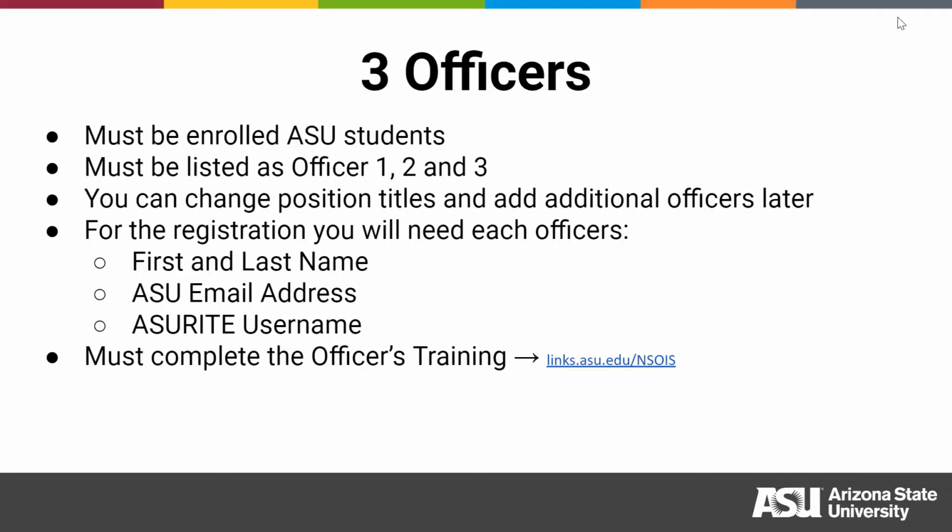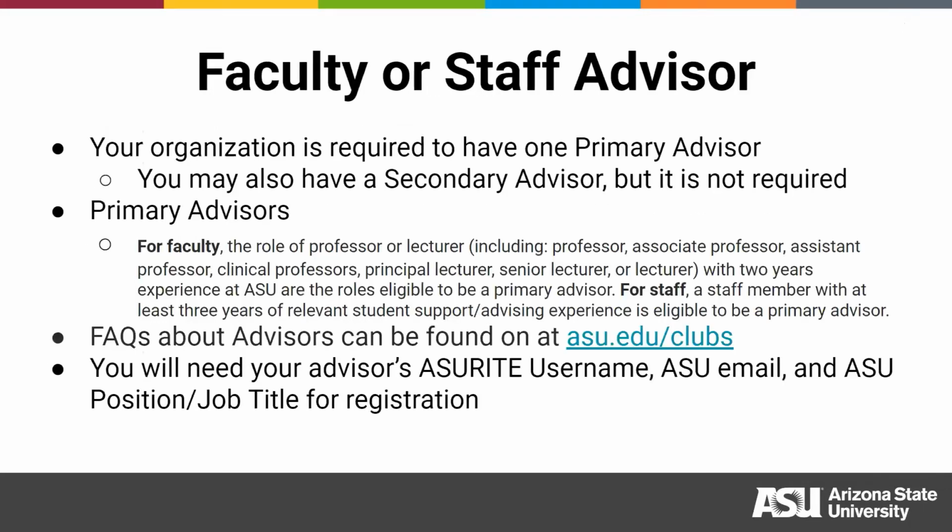And then they also have to complete the officer training, which the link is there. It's just to go over some of your responsibilities, so that you understand the policies and procedures as an officer and your responsibility towards a club at ASU. So, a faculty or staff advisor. Your organization has to have 1 primary advisor. You can have more than 1 advisor. One would just serve as a secondary advisor, but it's not required.